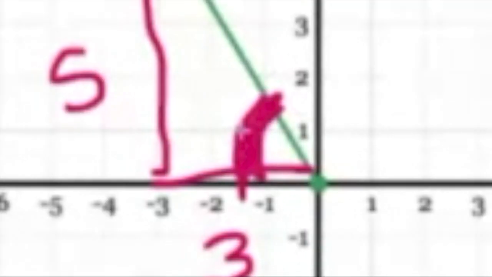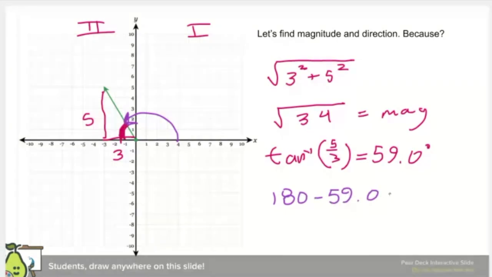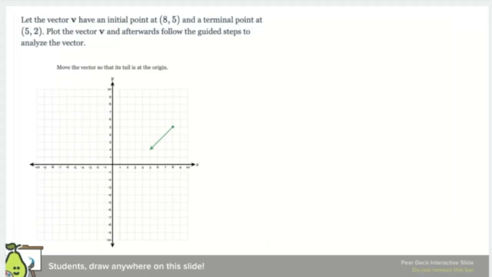But that's just here. I want to know the direction. The direction is going from here to here, like that. So my direction would actually be 180 minus 59.0. To do that, 180 minus 59.0, so that's my direction, 121 degrees. So I have a magnitude of square root of 34, direction of 121 degrees. All right, next part.